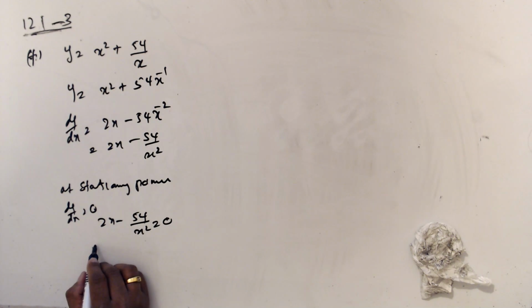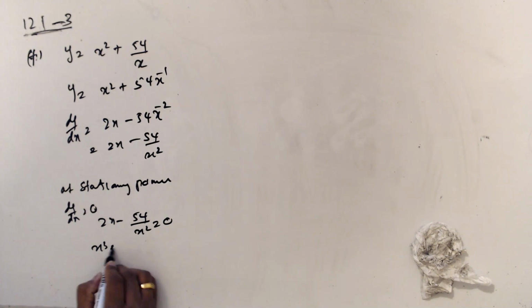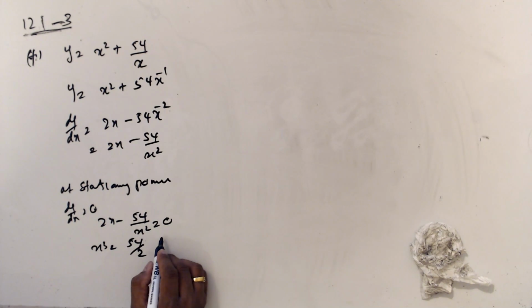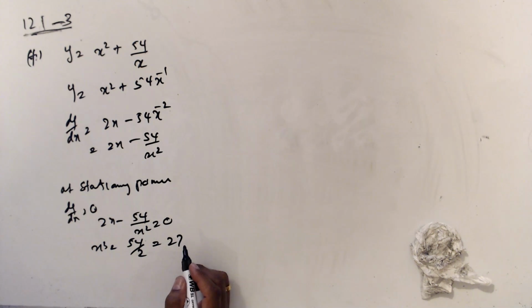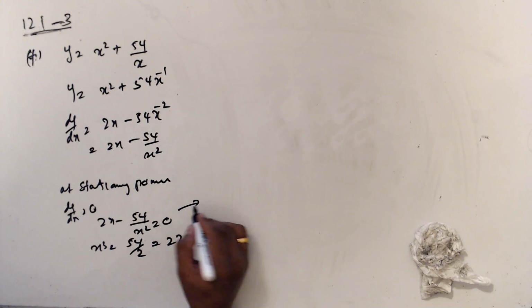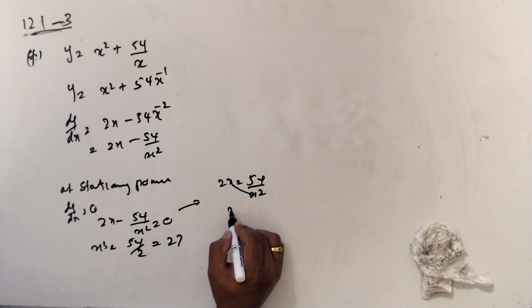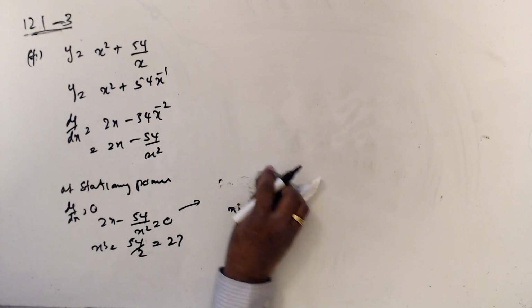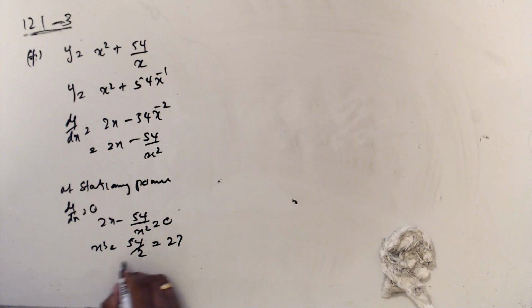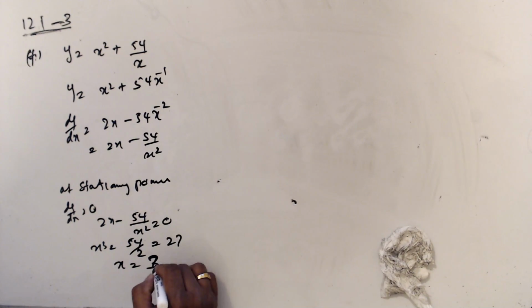So 2x equals 54 over x². Then I bring x² over, x³ equals 54 over 2, which is 27. So now the x value is 3. The cube root is 3.